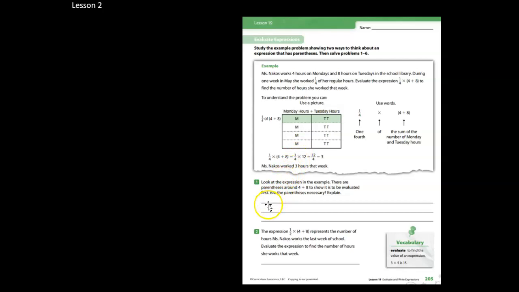Now, look at the expression in the example. There are parentheses around 4 + 8 to show it is being evaluated first. Are the parentheses necessary? Yes or no, and tell why. Next one, the expression 1/2 times 4 + 8 represents the number of hours Miss Nakos worked the last week of school. Evaluate the expression to find the number of hours she worked that week. Again, it's very similar to this, but it's 1/2 instead of 1/4.